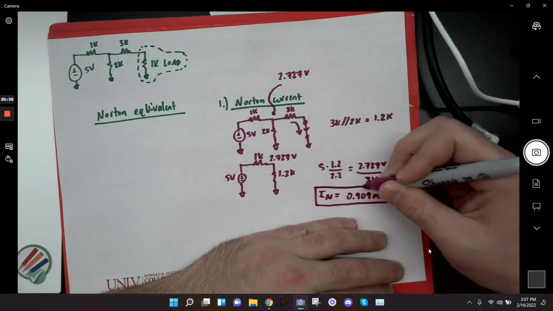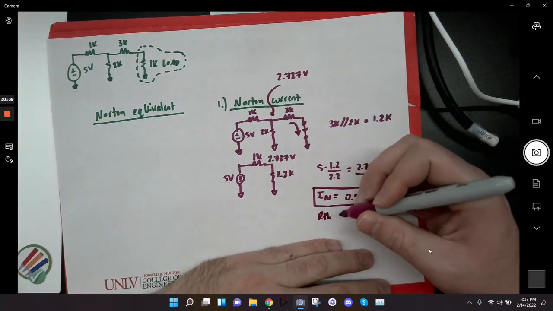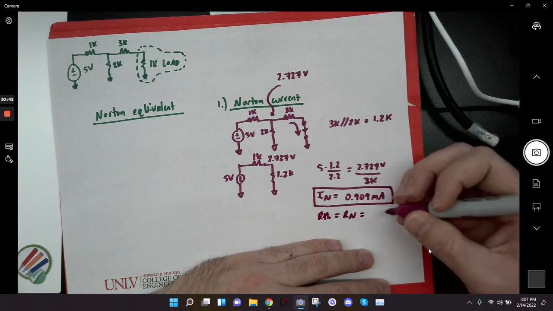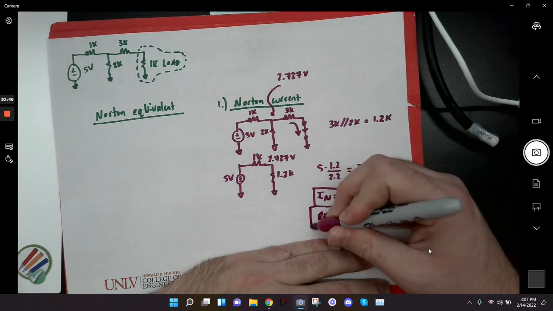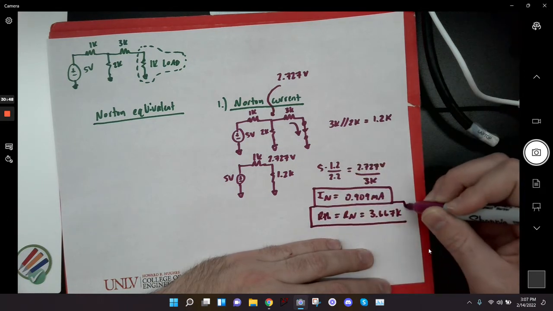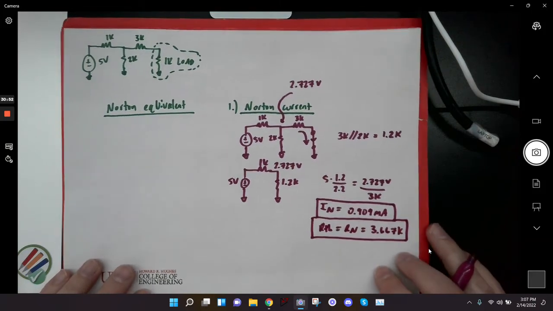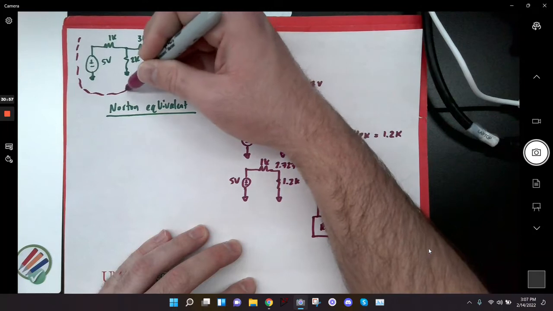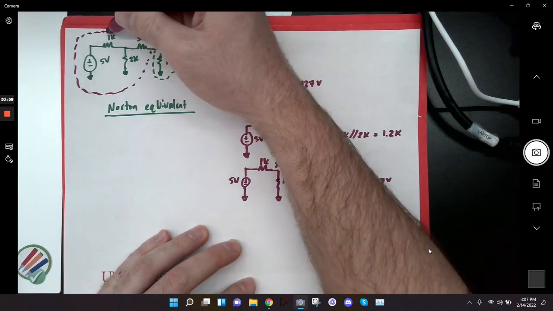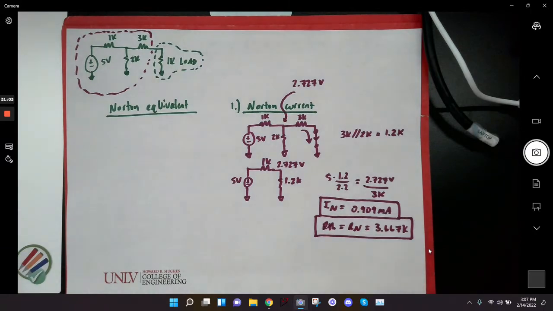So I know my I Norton. I already found our Thevenin earlier. That's equal to R Norton, and that's 3.667 K. Right? And so I can basically say that this circuitry, the same circuitry that we just Thevenized. When you do this process, it's called Thevenizing, and when you do this process, it's called Nortonizing. It's kind of weird, but that's what they call it.